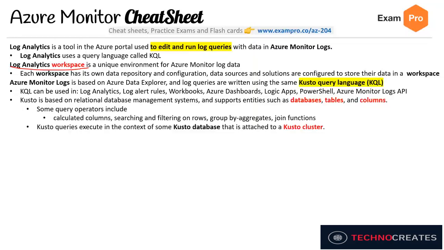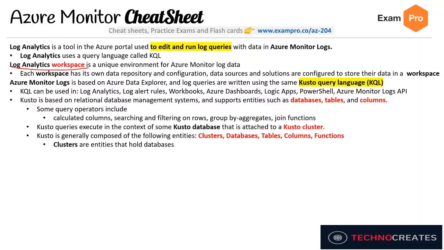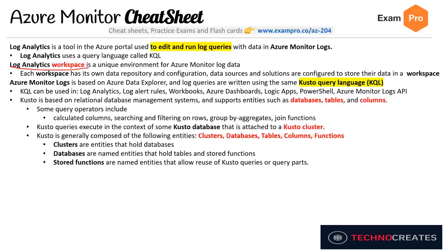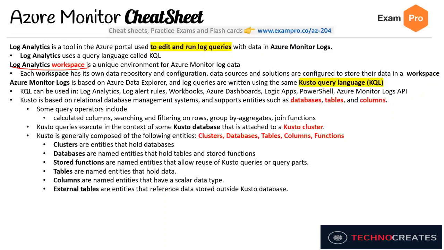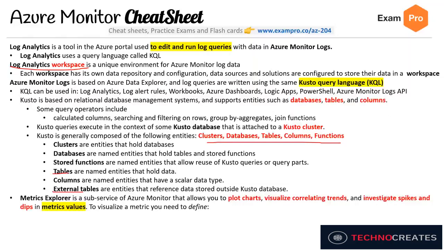Kusto queries execute in the context of some Kusto database that is attached to a Kusto cluster. Kusto is generally composed of the following entities: clusters, databases, tables, columns, functions. Let's talk about them quickly here. Clusters are entities that hold databases. Databases are named entities that hold tables and stored functions. Stored functions are named entities that allow reuse of Kusto queries or query parts. Tables are named entities that hold data. Columns are named entities that hold scalar data types. And then you have external tables, which are entities that reference data stored outside the Kusto database. These both count as tables. That's why it's not in the list up here. But generally, these are pretty self-explanatory.